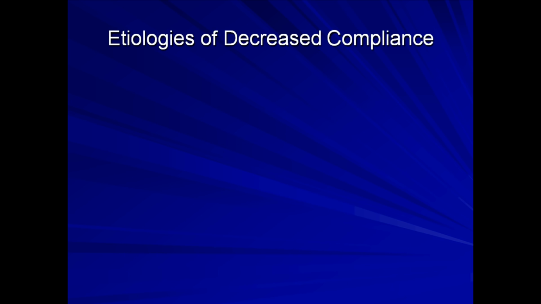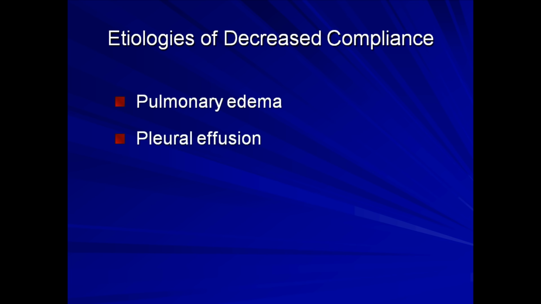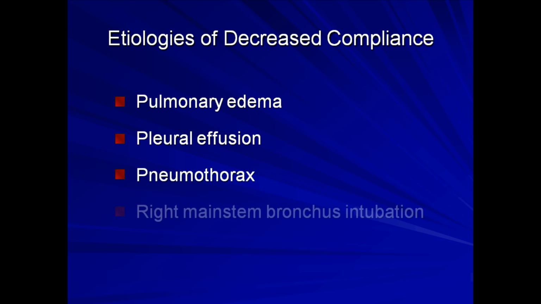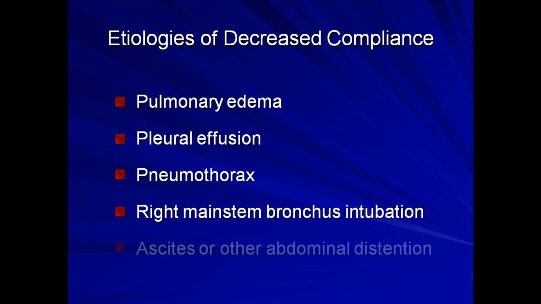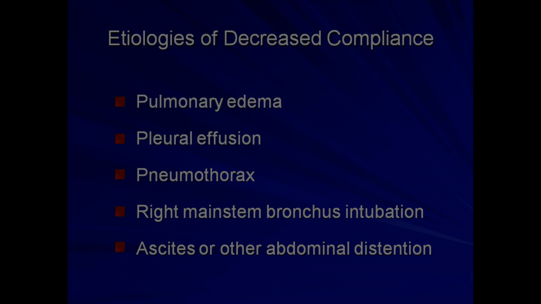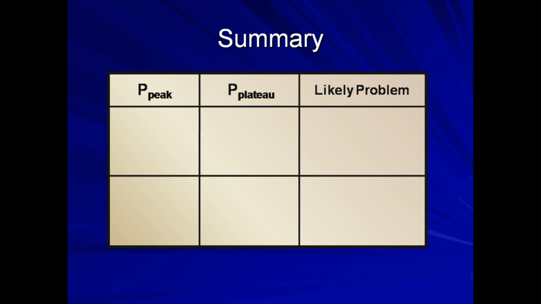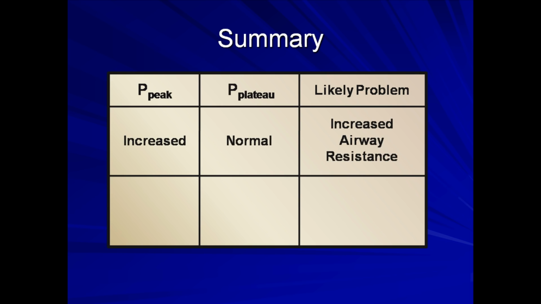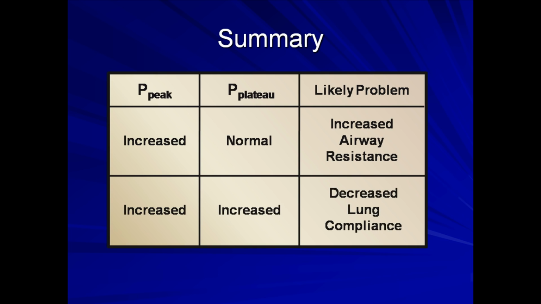Etiologies of decreased compliance of the respiratory system include pulmonary edema, pleural effusion, pneumothorax, position of the endotracheal tube in the right mainstem bronchus instead of the trachea, and ascites, or really any form of marked abdominal distension. So in summary, when peak pressure is increased but plateau pressure is normal, it suggests that airway resistance is increased. When both peak pressure and plateau pressure are increased, it suggests that lung compliance is decreased.